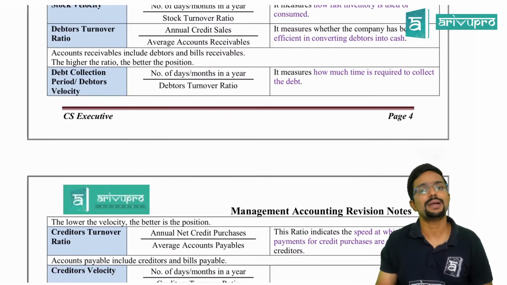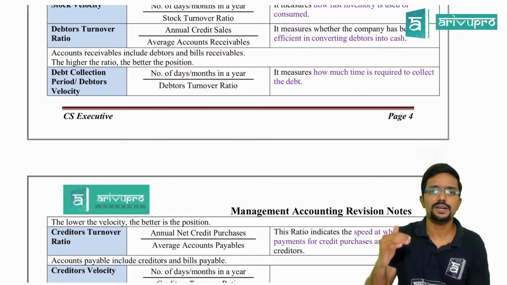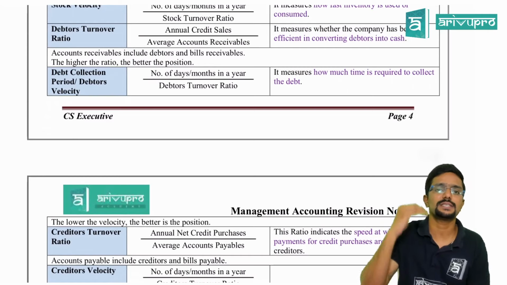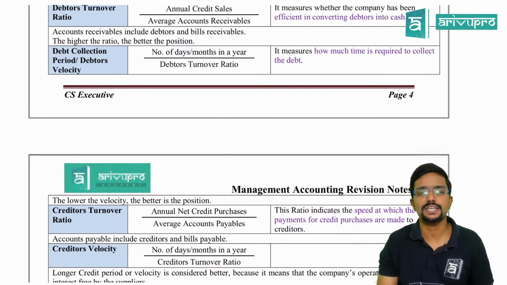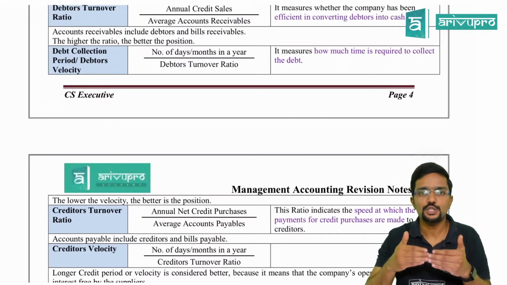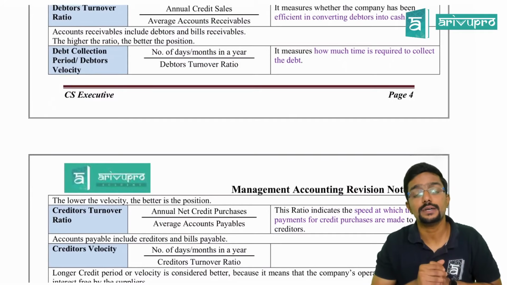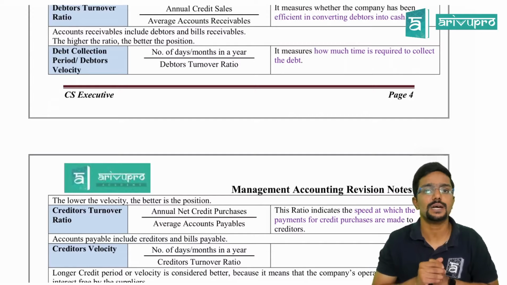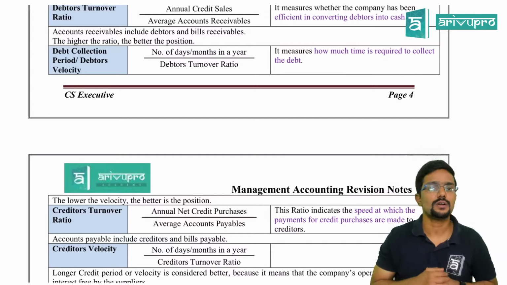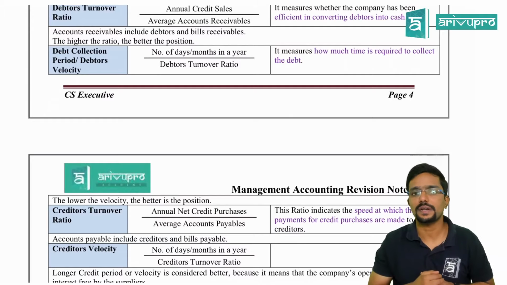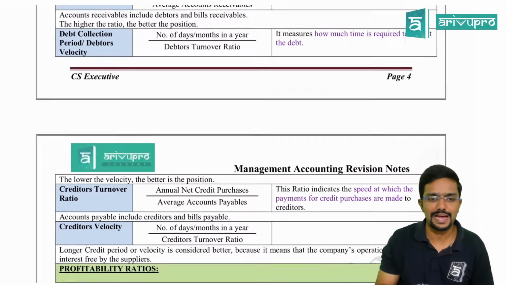Higher the ratio, better is the position for the company. So even for debtor turnover ratio, the company should always try to keep it as high as possible. Next comes debt collection period. This will tell, once you have made a credit sale, how long you will take to collect the money from your customers or debtors. So what is the formula? Number of days or months in a year divided by debtor turnover ratio, whatever we previously calculated.